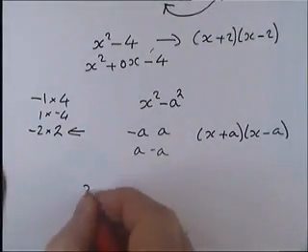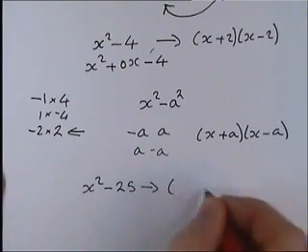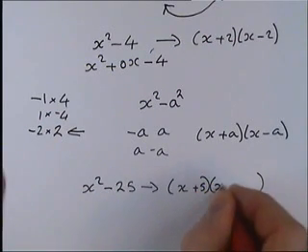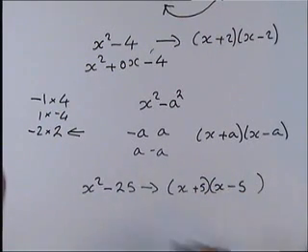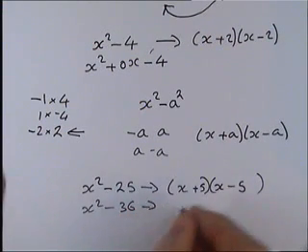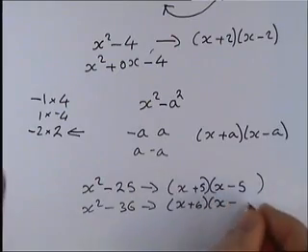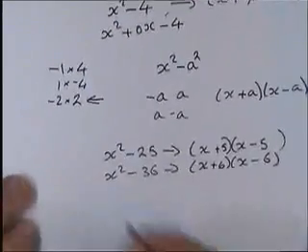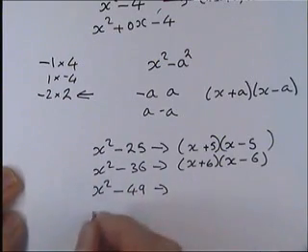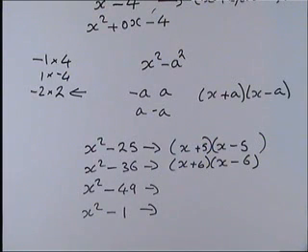If you ever see two square numbers, x squared minus 25 for instance, that factorizes straight away to x plus 5, x minus 5. x squared minus 36 factorizes to x plus 6, x minus 6. You do the next one: x squared minus 49, x squared minus 1. Do those two, please. Pause the video, finish those.